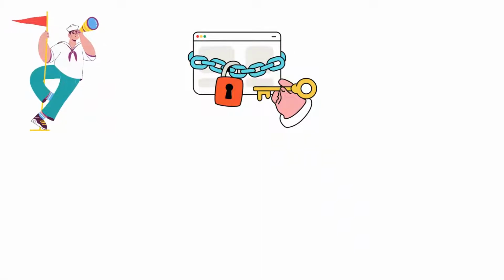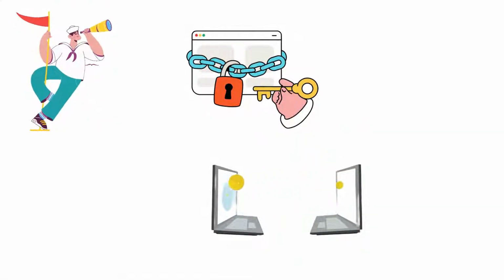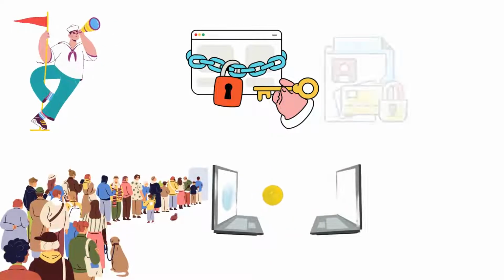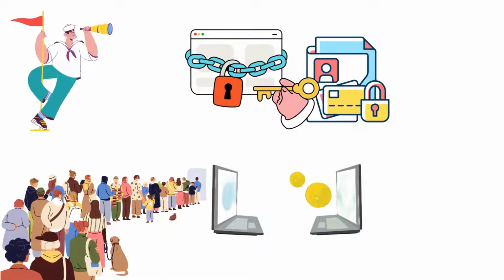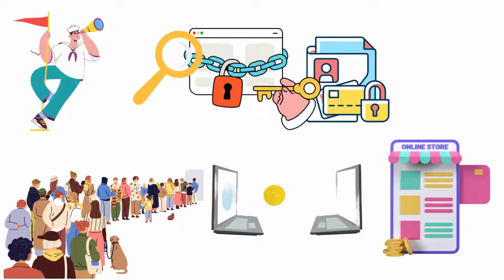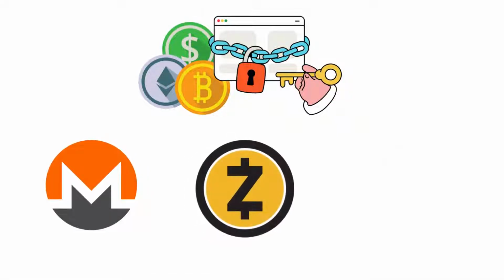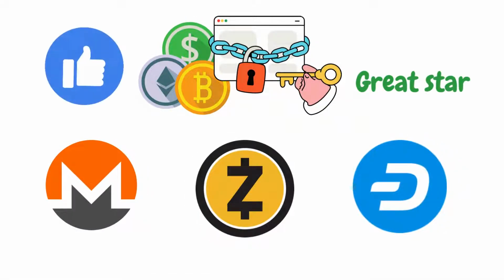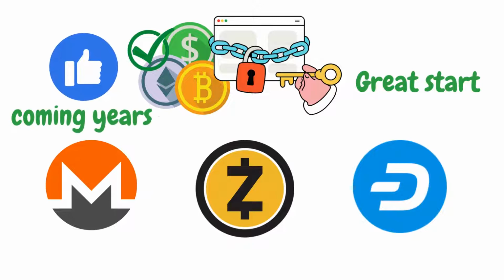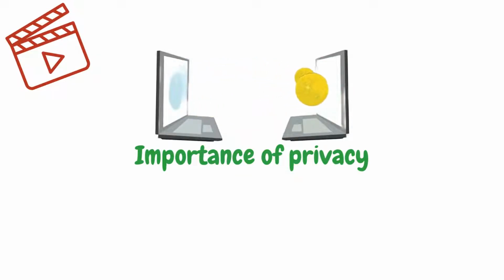As we look to the future, it's clear that privacy is going to be a key concern when it comes to cryptocurrency transactions. With more and more people using these currencies, and more sensitive information being stored online, it's essential that we find ways to protect ourselves. Privacy-focused cryptocurrencies like Monero, Zcash, and Dash are a great start, and we're likely to see more of these currencies in the coming years. So, that's our video on the importance of privacy in cryptocurrency transactions.